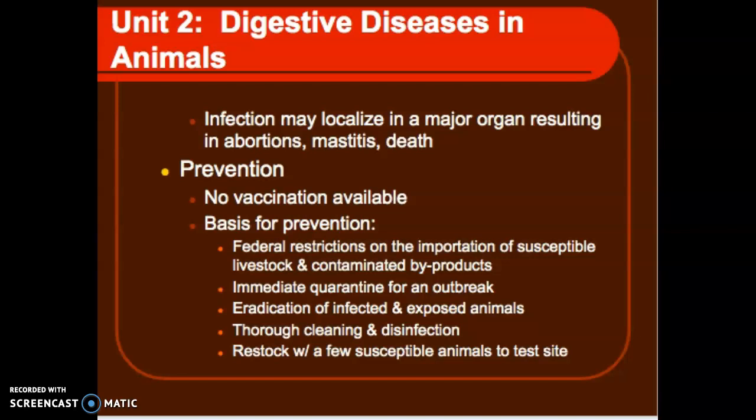Again, why the USDA tracks this one so closely is there is no vaccination. There's nothing out there that you can give them to prevent it. So other preventative measures must be put in place. So again, federal restrictions: if you have any susceptible areas of the state, the country, the world that might be experiencing a foot and mouth outbreak, those are going to be restricted areas.